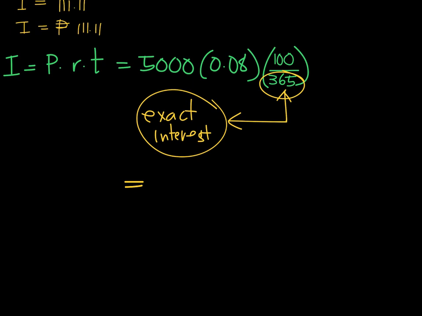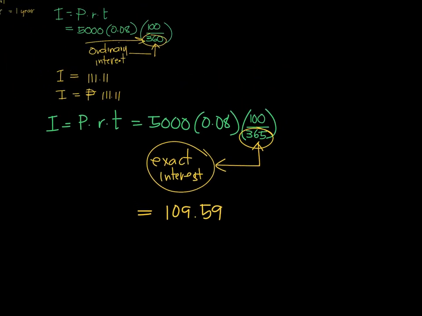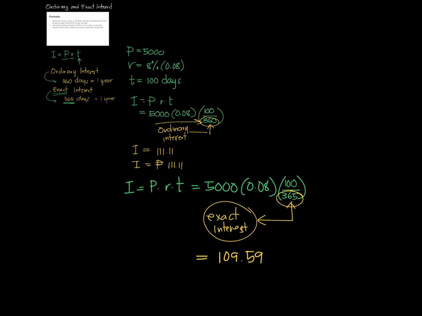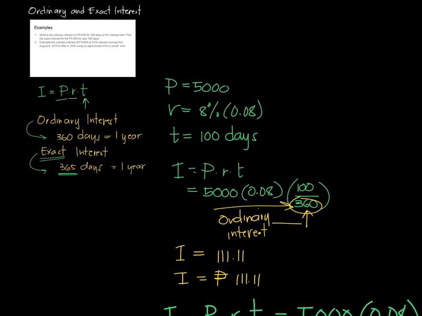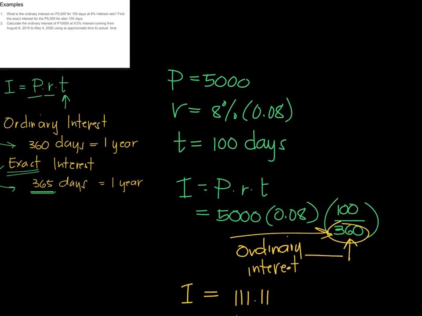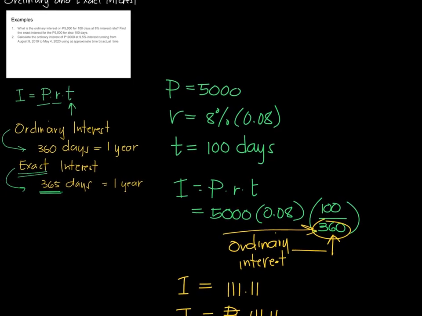And this will give us 109.589, so that will be 109.59. Okay, so that's it. That's how you compute for the ordinary and exact interest given the exact number of days that you have to pay for the amount.